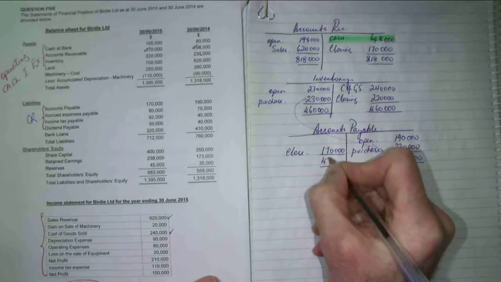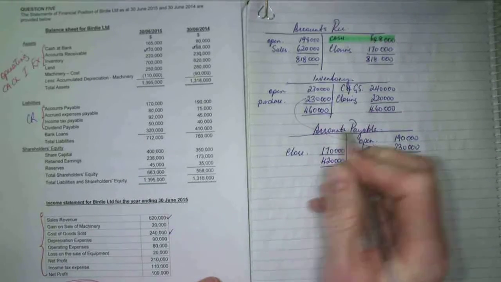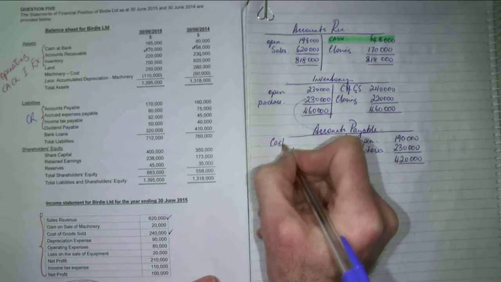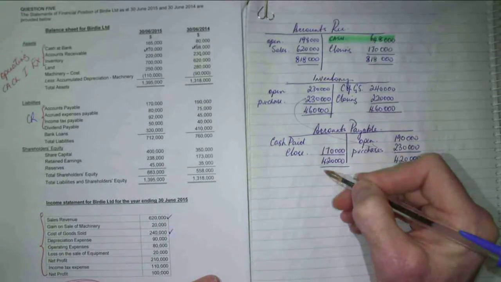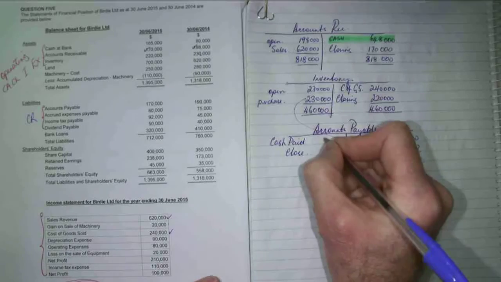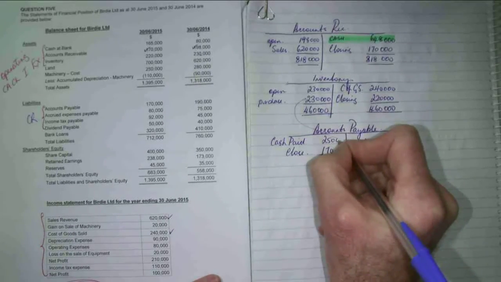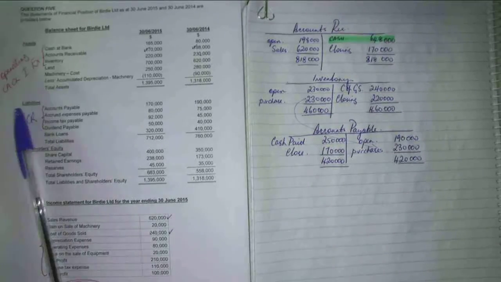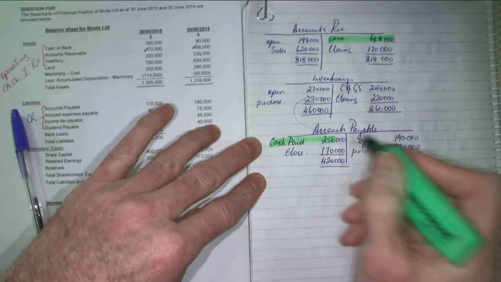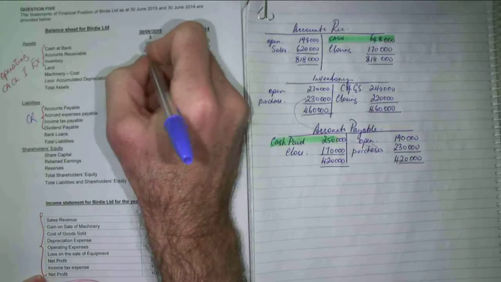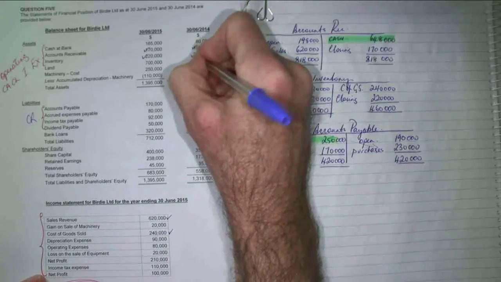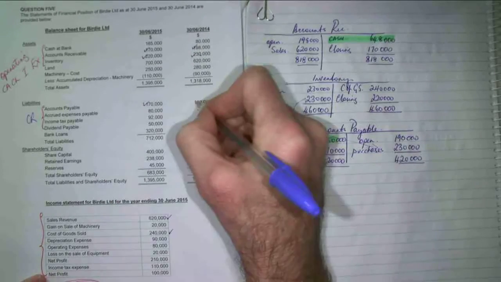So if I'm balancing back to the 420, cash paid should be 250. Alright, and that's another item that I'm going to be including in this. I'm going to highlight it. And I can tick off that I've done my accounts receivable, I've done my inventory, I've done my accounts payable.